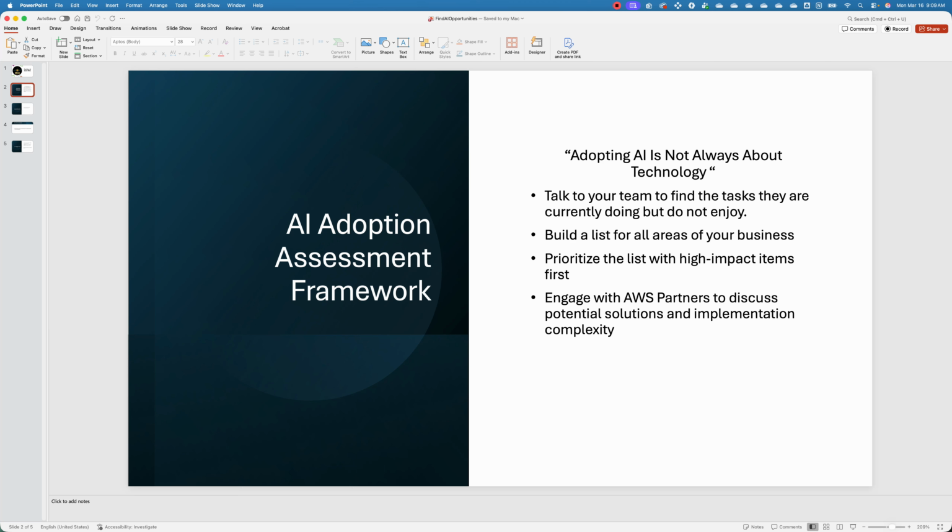Adopting AI is not always about technology, right? So it's really about what do you want to do. Don't adopt AI for the sake of looking cool or just because everyone else is doing it. You need to first talk to your team to find the tasks they are currently doing but do not really enjoy, and would want to move from to higher value tasks that will probably help their career or something like that, right? So first thing is speak to your team. If you have even one employee, talk to the person and figure out a plan on what you want to do with that person next, right?